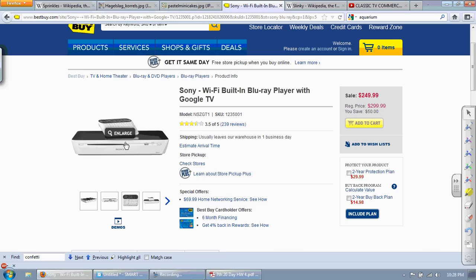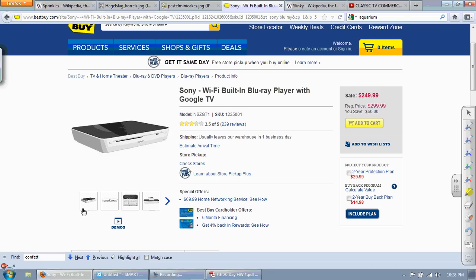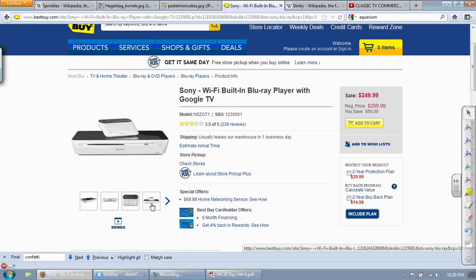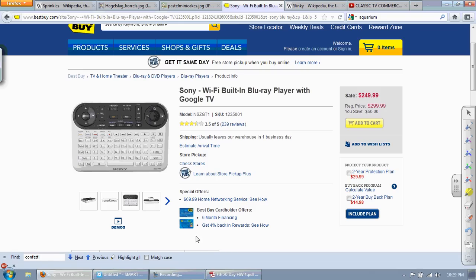This thing's actually pretty sweet. I don't have one because I'm broke, but it's got like a little keypad, and you can get on the internet, I guess, with it. Pretty cool stuff. Alright, there's our Blu-ray player. That's what we're buying.